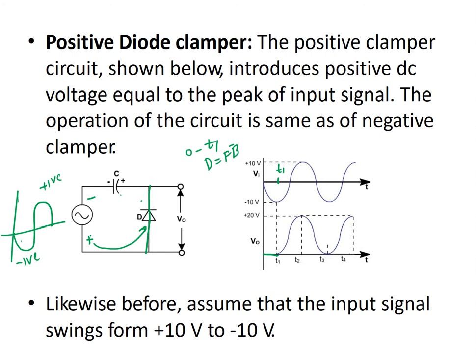This capacitor will charge, and it will reach the peak value of the input, so it will be 10 volt. So here notice the polarity signs are reversed, because it's being charged because of the negative cycle. So this is positive, this is negative. So until we reach here, this capacitor has been charged with the 10 volt.